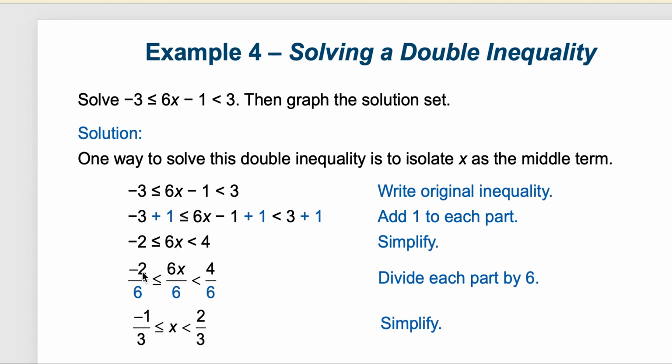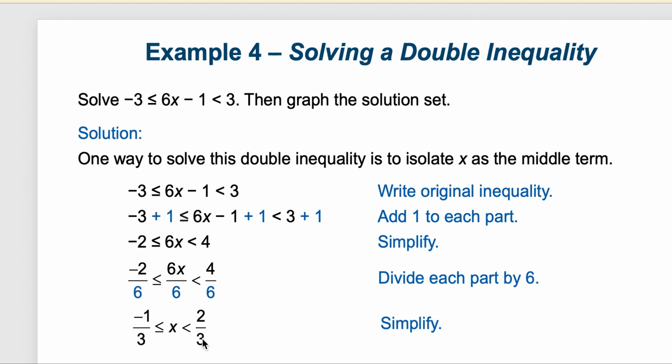Once you do that, you have negative 2 over 6 is less than or equal to 6x over 6 is less than 4 over 6. Be very careful with the inequalities and keep them consistent throughout the problem. So we had the first inequality, which is less than or equal, and the second inequality is just less than. So keep consistent throughout the problem. And then once you simplify, you have negative 1/3 is less than or equal to x is less than 2/3.